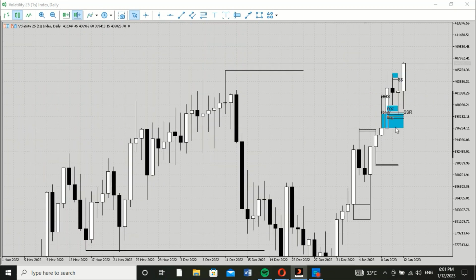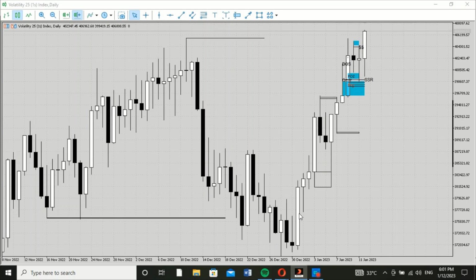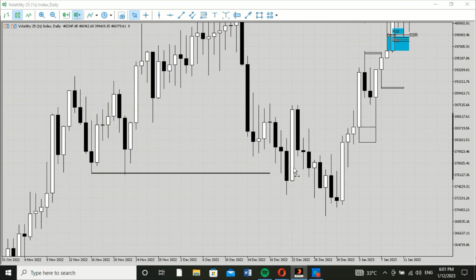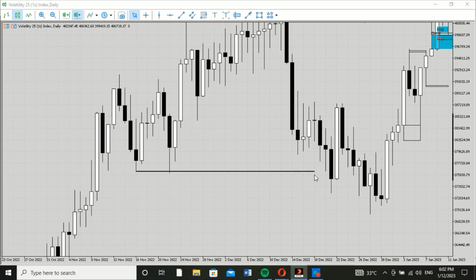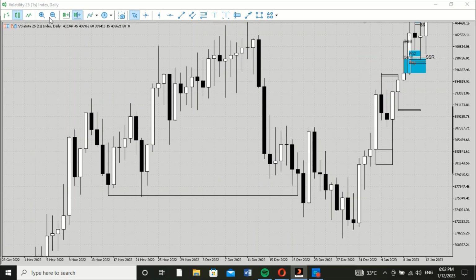Okay, now I am looking on my daily chart. What did I observe? That the price has been filling every imbalance that we had. Remember, this is the area where we have a liquidity grab on equals, right? We are not having a break of structure right here.